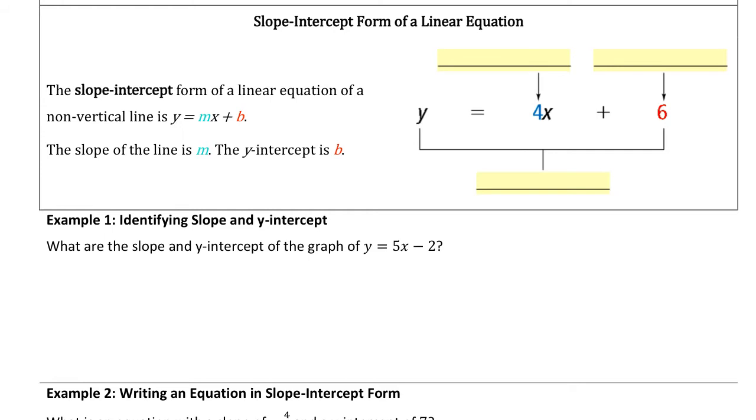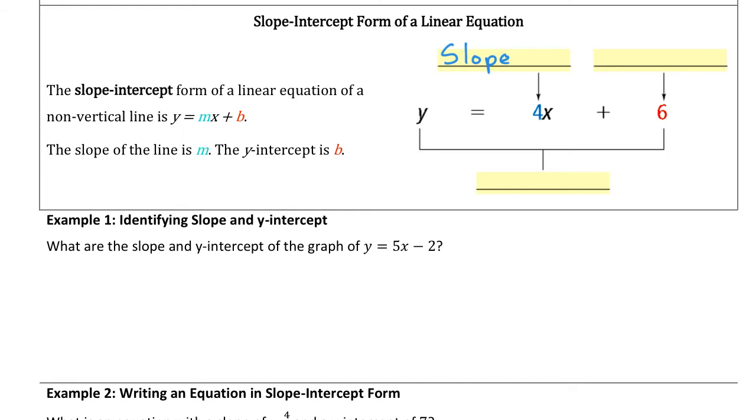And this is for non-vertical lines. So y equals, we call it mx plus b. So this number that is being multiplied by x is called the slope. We talked about slope in the last lesson. Slope determines the steepness of a line. So the slope is always multiplied by x in our slope-intercept form.